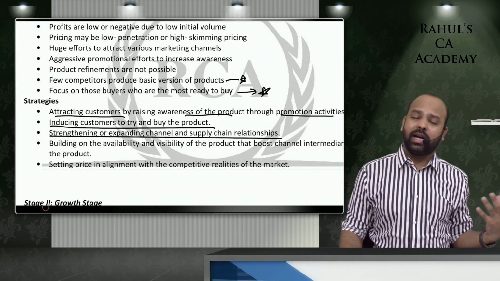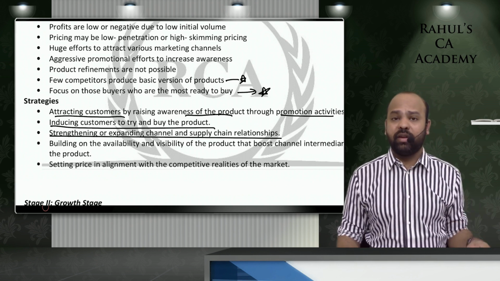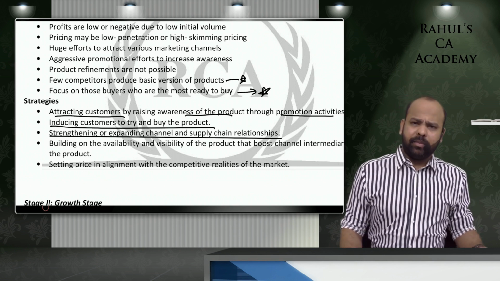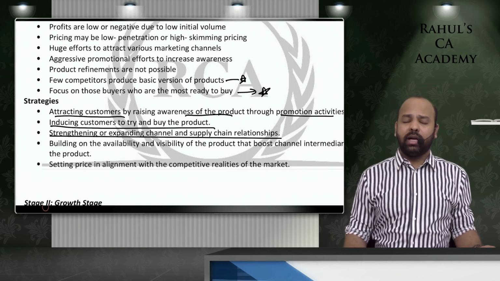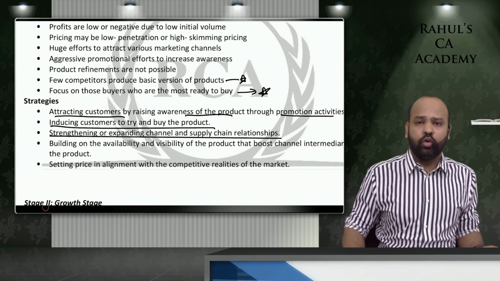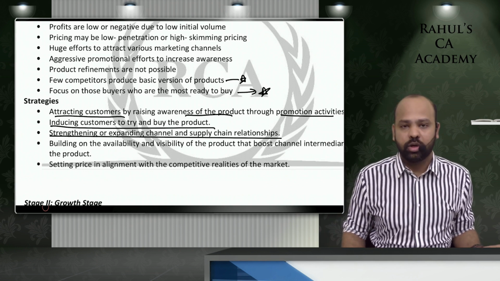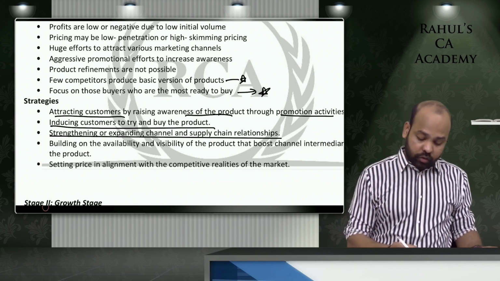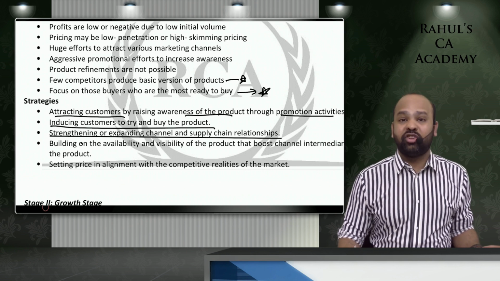In between, beta, a product came up. I gave you a lot of examples, guys, as far as life cycle costing is concerned in the live classes, beta. I must have given the example of Dandi salt also. Dandi salt, beta, an amazing product, which failed drastically only because they did not have the right distribution network. The right distribution network plays a very important role in the success of your product. So, strengthening or expanding channel and supply chain relationships.